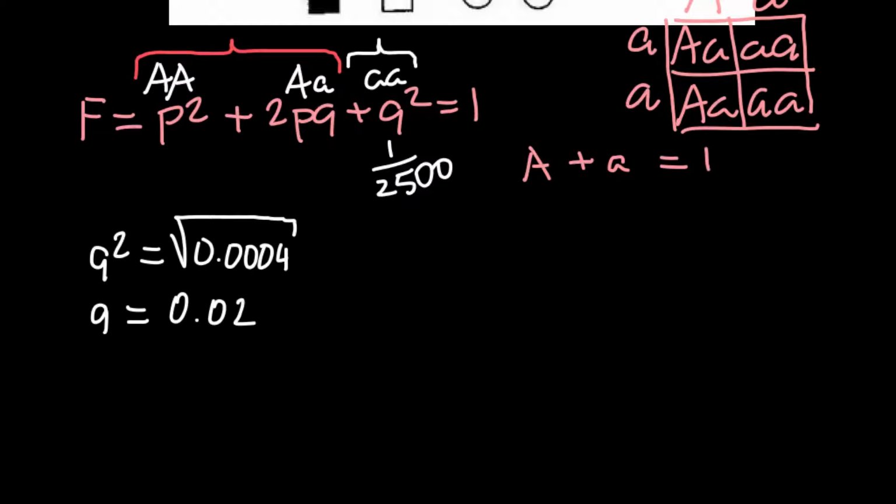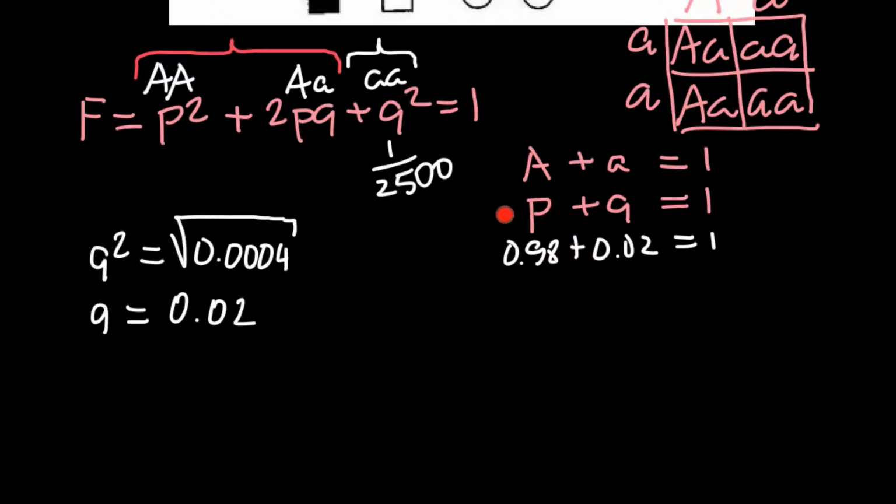Or, once again, in our formula we are using P and Q. And if we add these alleles that are present in the gene pool, we are going to get 1 or 100%. If we know that q equals 0.02, we can easily say that p would equal 0.98. And when we add these 2 numbers, we are going to get 1.